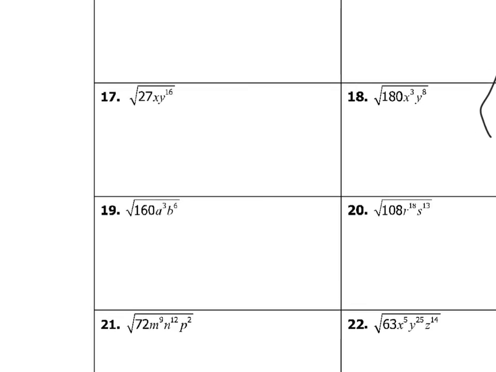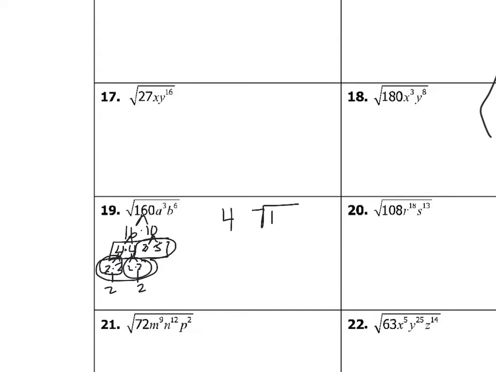Okay, 160 is going to be 16 times 10, right? And 16 is 4 times 4. And this is 2 times 5, right? So there's our 2 times 2, almost. So here's our prime numbers. So I got a pair of 2's here, a pair of 2's here, and then I got 2 and a 5, all right? So 2 times 2 is 4, and 10 stayed home.